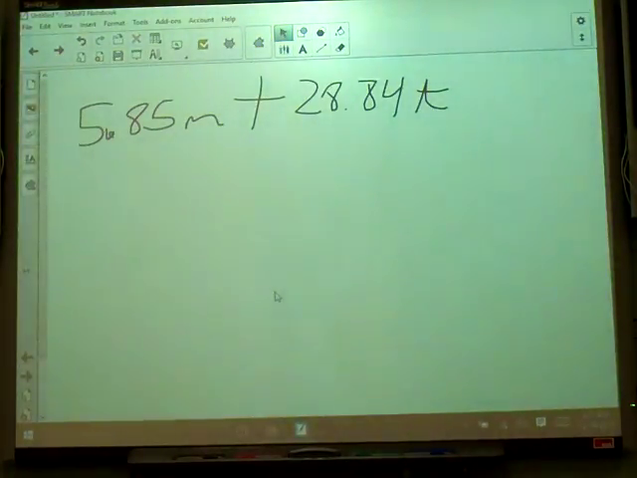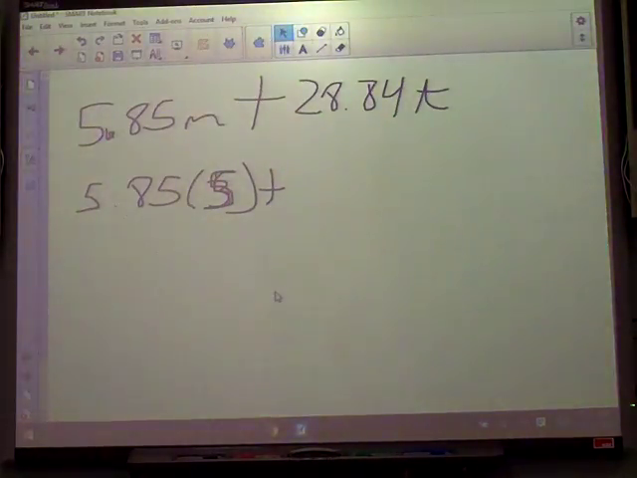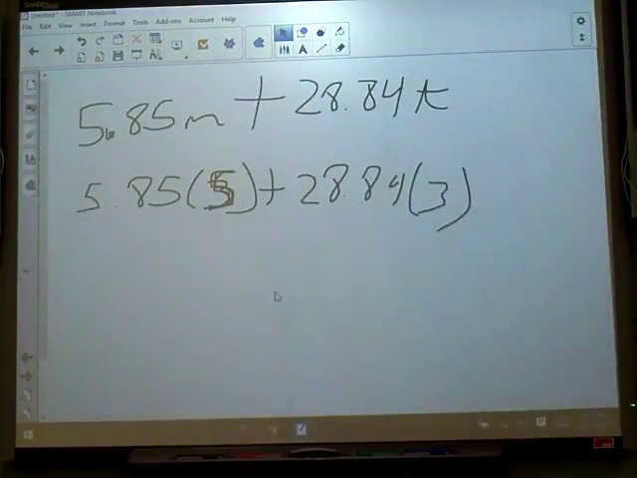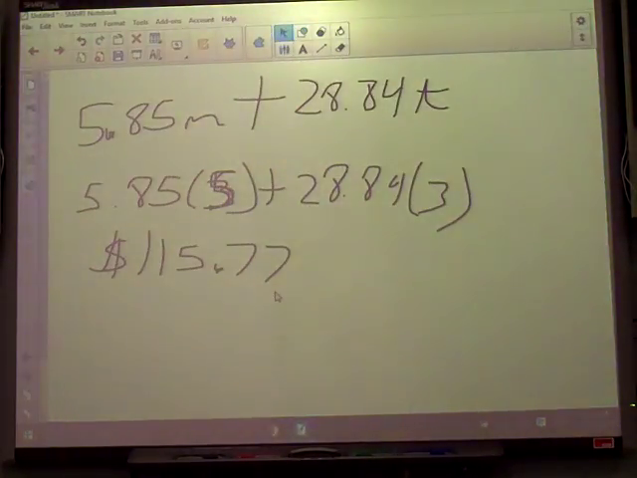Part B, evaluate for 5 months and 3 tubes of paint. That's so easy. 5.85 times 5 months, plus 28.84 times 3 tubes of paint. Now this is money you're figuring out, so round it to the nearest hundredth when you get an answer. I got $115.77. Dalton is correct.